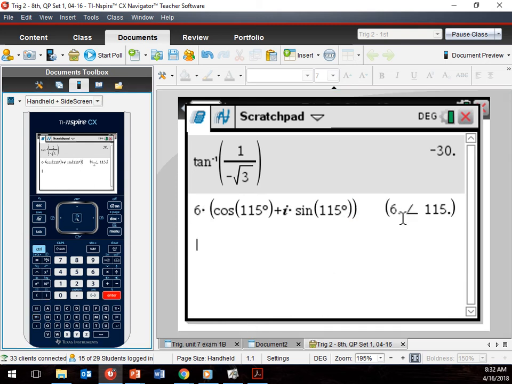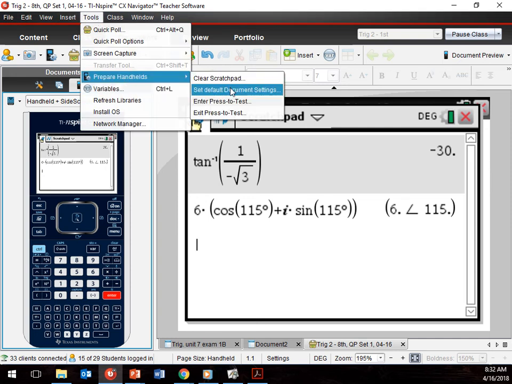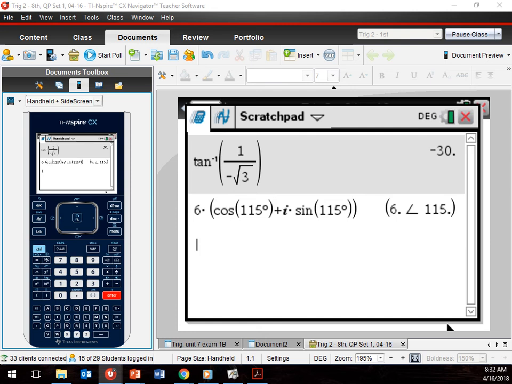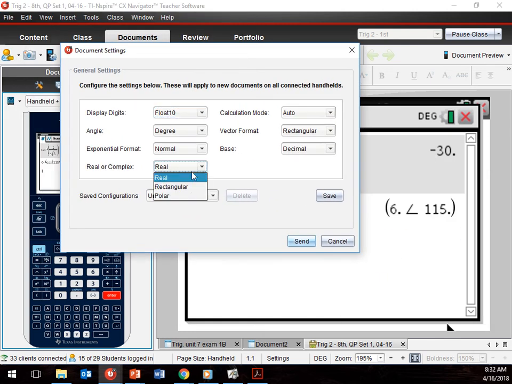It gave something different. Asha got negative 2.53. I got negative 2.5. Oh wait, hold on. I think I have to change my mode. It's not the degree part. Oh, it's the imaginary numbers. Yes. Mine's on real. I forgot to change it. Sorry.